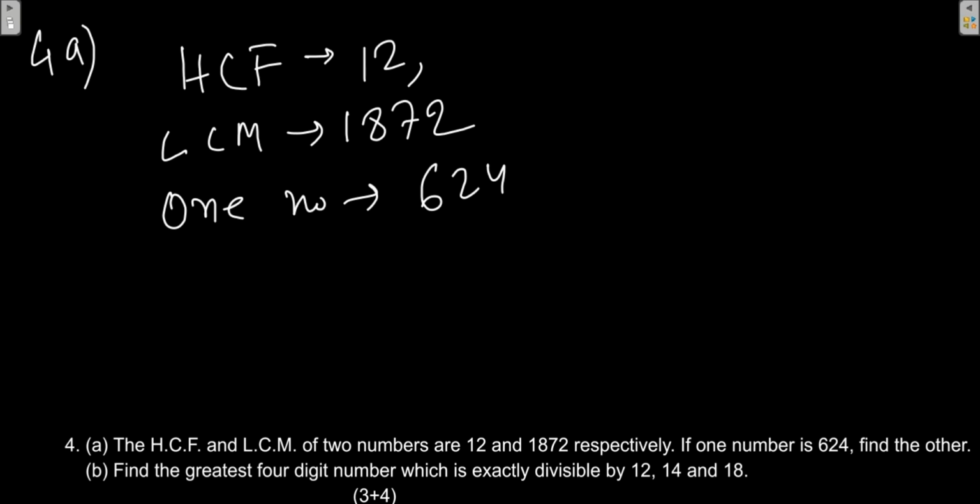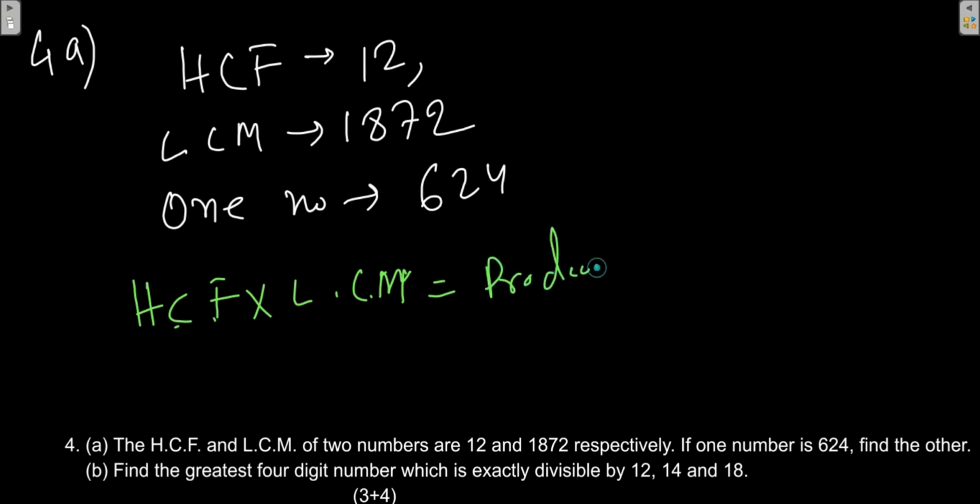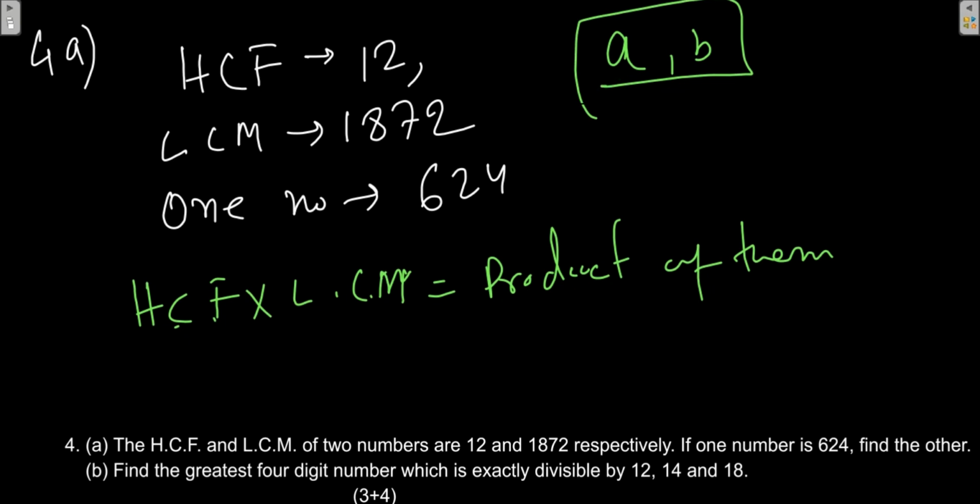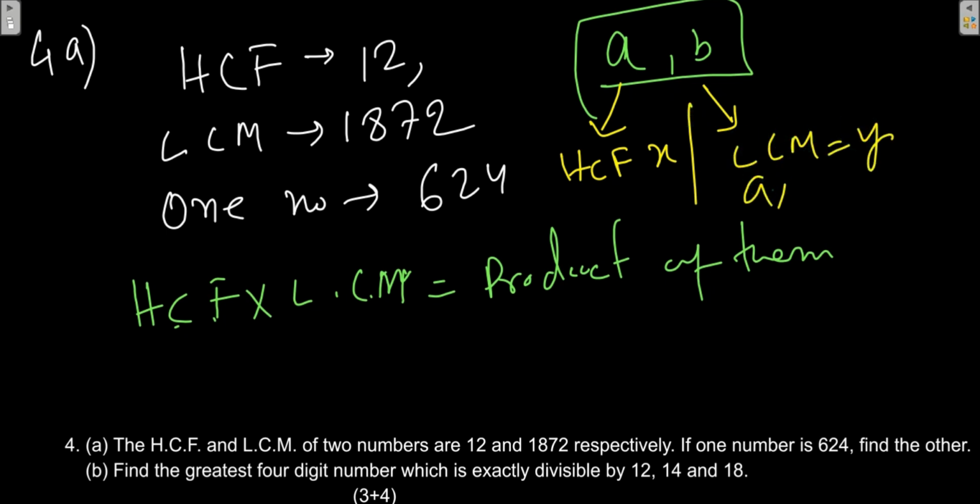So I hope all of you know the formula for the HCF and LCM of two numbers. If you have two numbers and you find out their HCF and their LCM, then the product of their LCM and HCF will be equal to the product of the numbers themselves, right? Suppose the two numbers are A and B, and their HCF is X and their LCM is Y, then by this formula you will get A into B is equal to X into Y. This is what I am trying to say. I hope all of you know this formula.